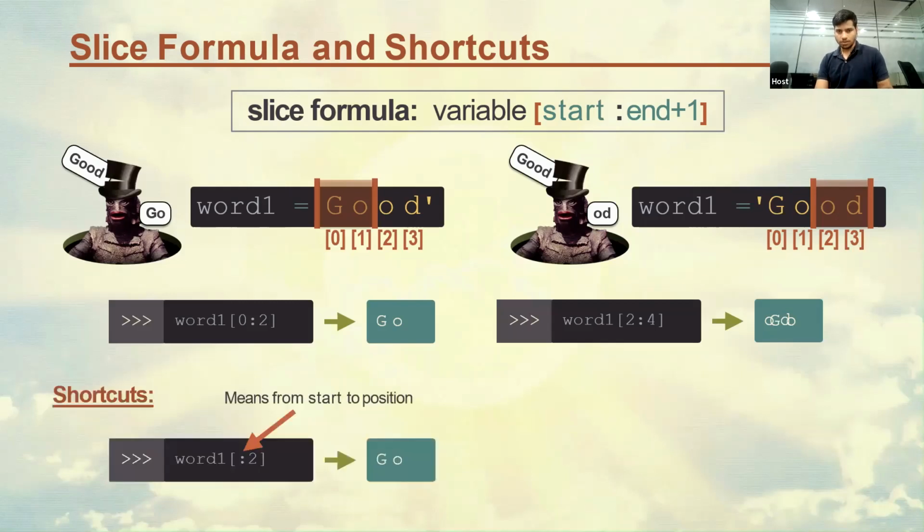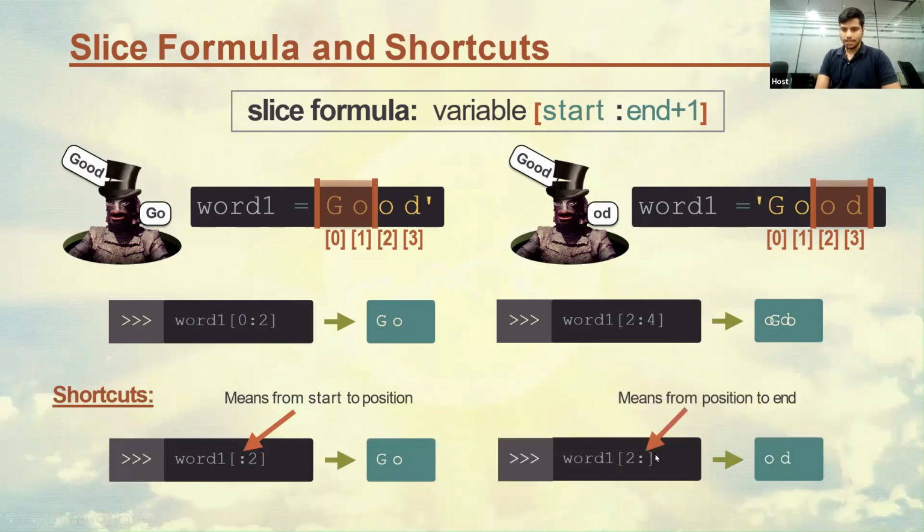Now there is another shortcut, that is instead of writing 0, you can leave it blank. And here also instead of writing 4, you can leave it blank. So why is this plus 1? That's the formula itself. You know, they have done it for some reason. It is how it is.